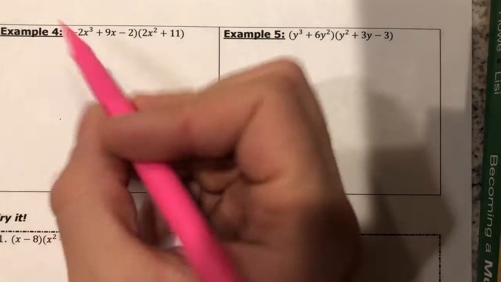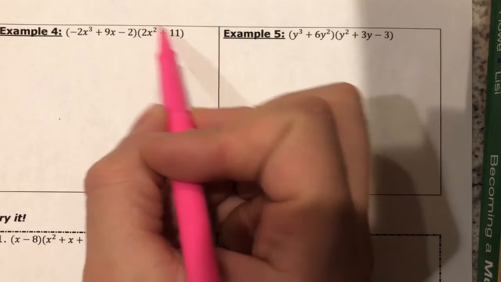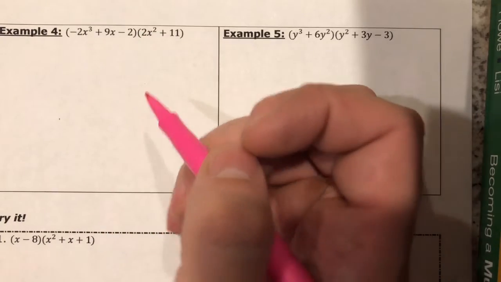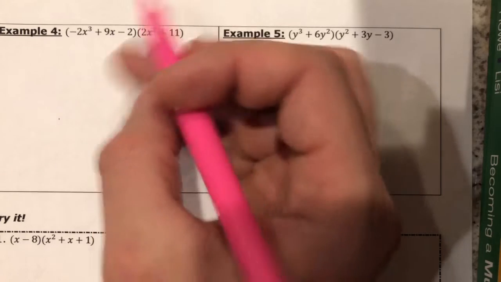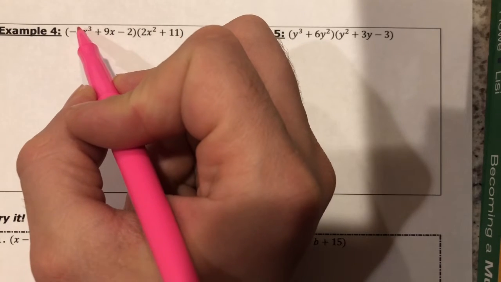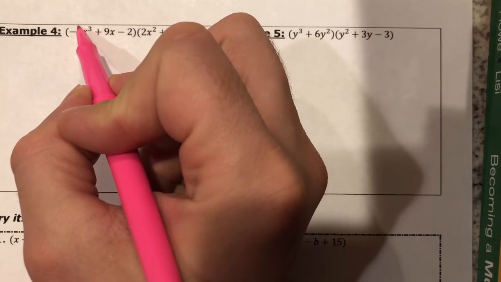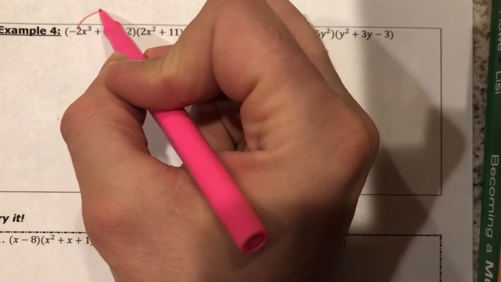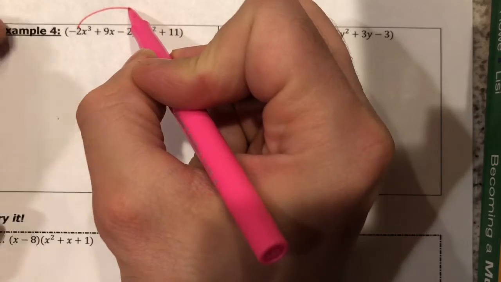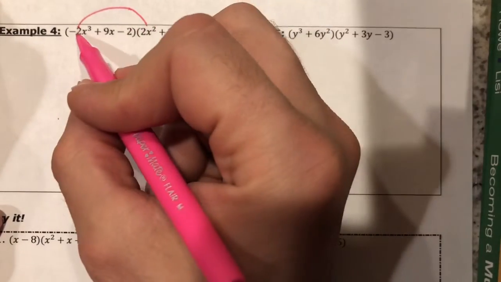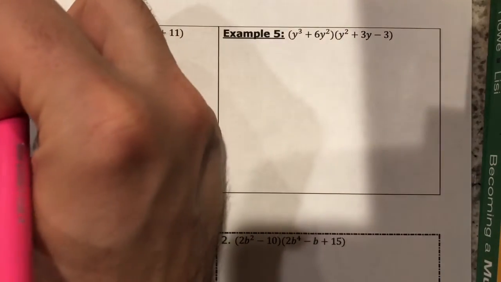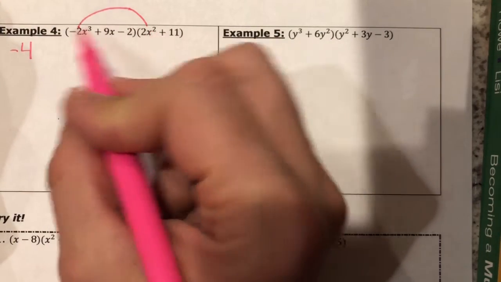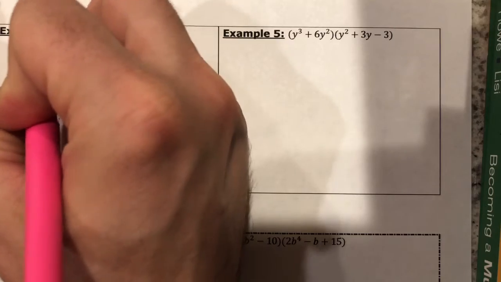Okay, so now we have trinomials times binomials and vice versa. All you're going to do is use the distributive property. So multiply the first term in the first set of parentheses by everything in the second set. So we have negative 2x cubed times 2x squared. Negative 2 times 2, negative 4. X cubed times x squared, you add the exponents, so we get x to the 5th power.